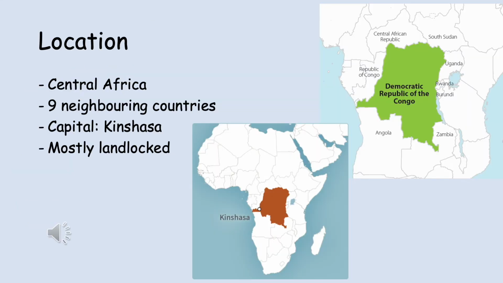So where is the DRC located? As you can see from the maps on the right hand side, the DRC is located in Central Africa and has 9 neighbouring countries that surround it. The capital city of the DRC is Kinshasa, and as you can see from both maps, the DRC is mostly landlocked. However, it does have a very small amount of access to the coast.